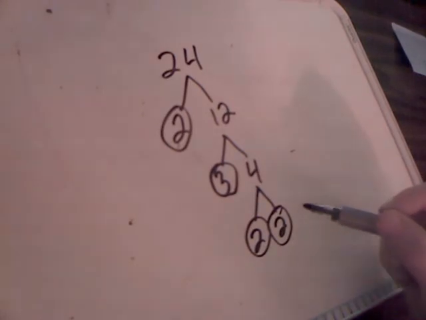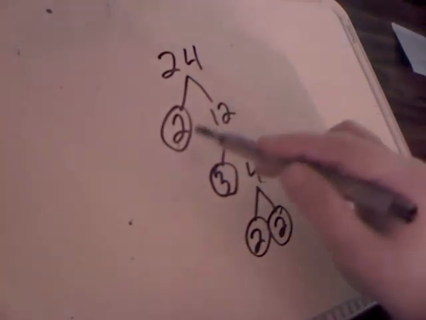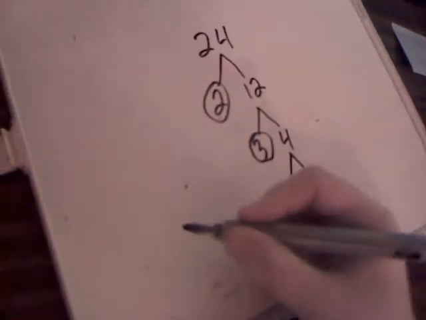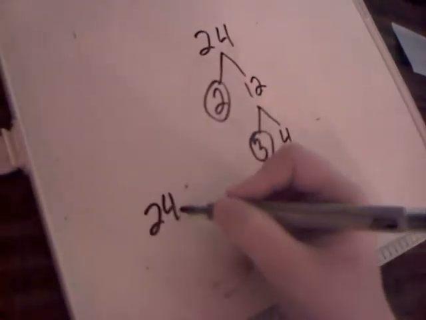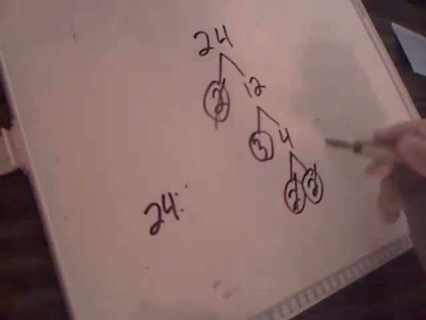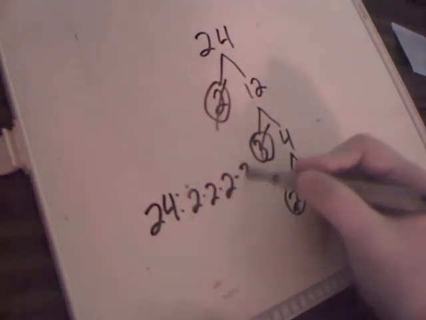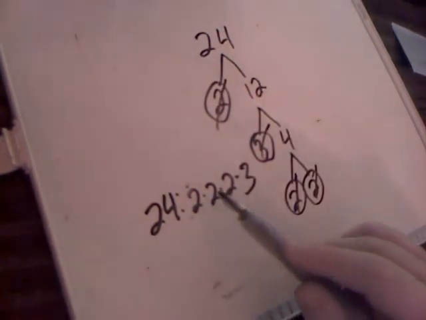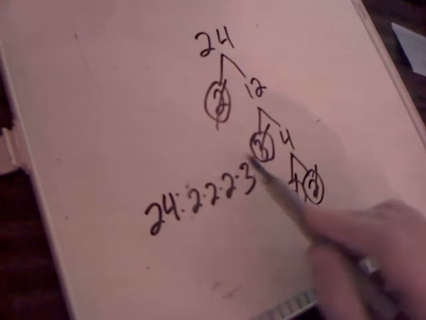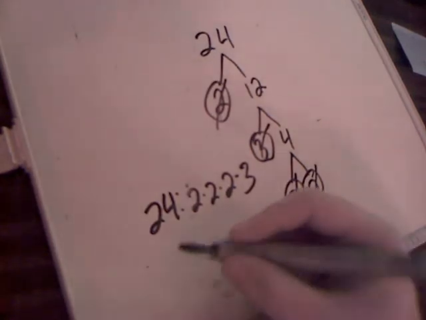What this means is 2 times 2 is 4, 4 times 3 is 12, and 12 times 2 is 24. This can be written as the factors of 24. We have three 2's and a 3. 2 times 2 times 2 times 3 equals 24. But that's long, and that takes a while to write. So we're going to narrow it down a little bit more. We're going to condense some things.